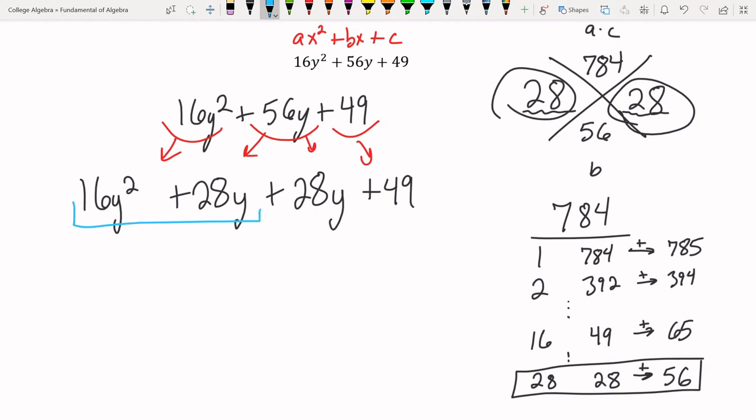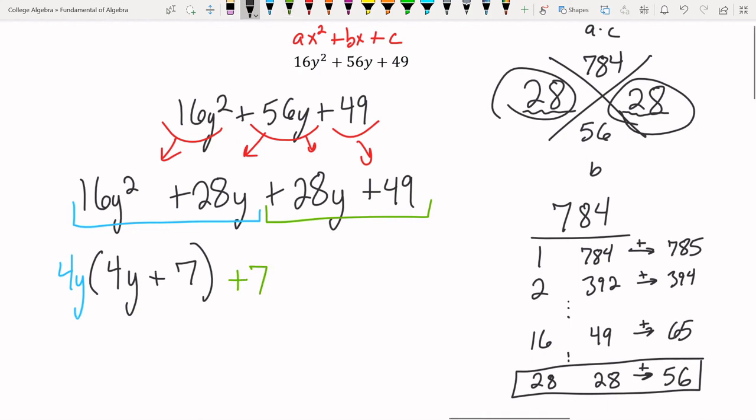What can I take out of the first two terms? I can take out a 4y, leaving us with, I should write that in blue. That's what I'm taking out. Leaves us with 4y plus 7. What can I take out of the next two terms? I can take out a positive 7. And that leaves us with a 4y plus 7.